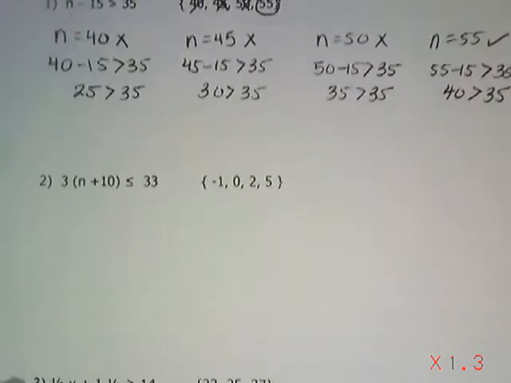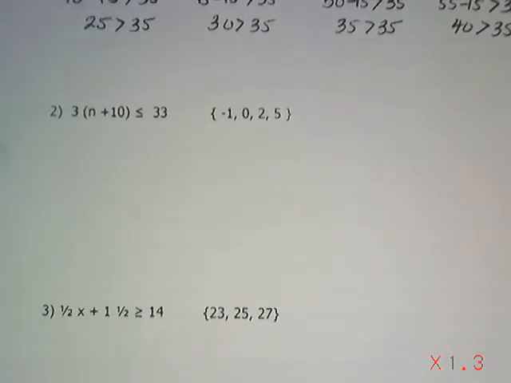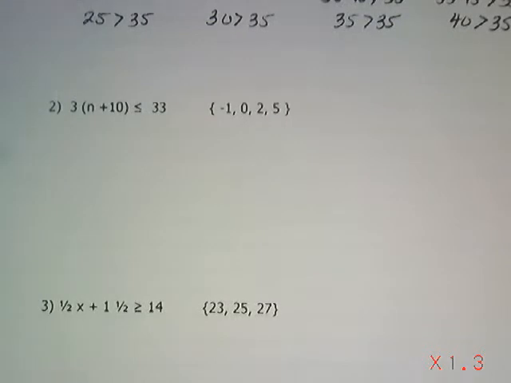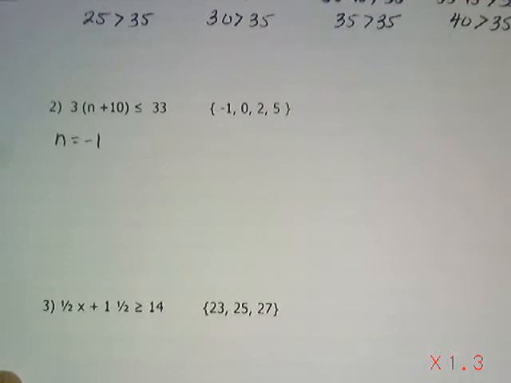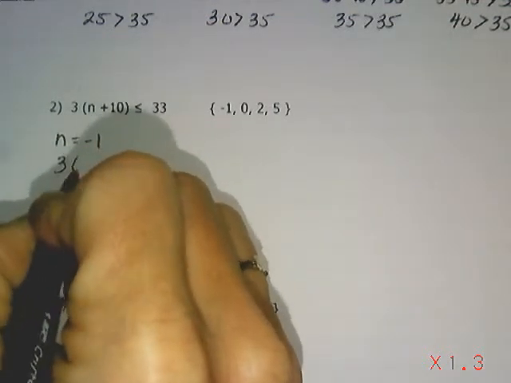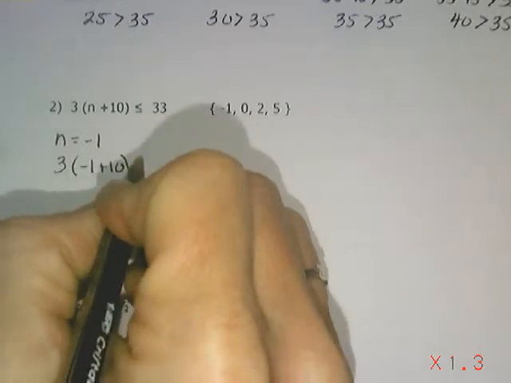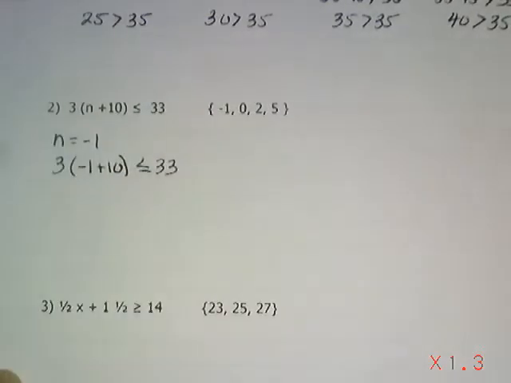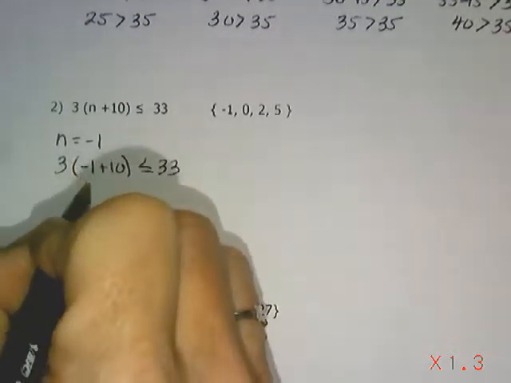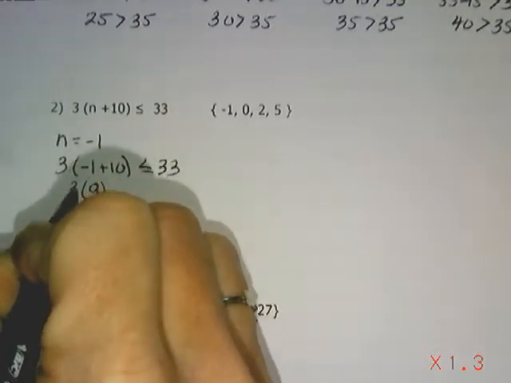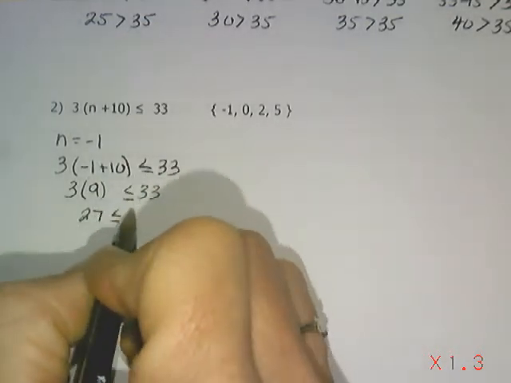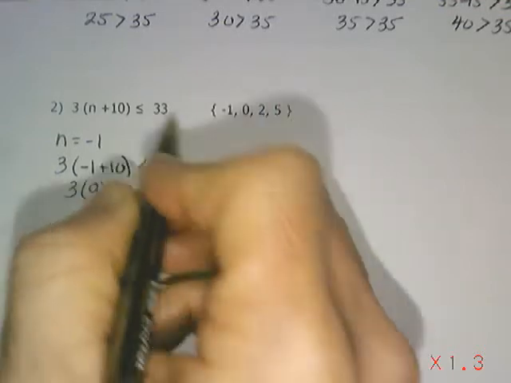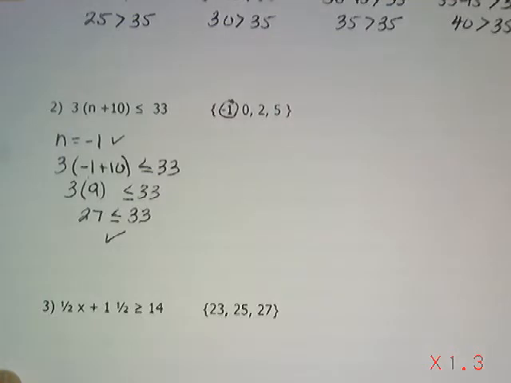Let's go to number 2. We have 3 times the sum of n plus 10. We want to know what values make that less than or equal to 33. So we're going to substitute n equals -1 in. So 3 parentheses -1 plus 10, will that be less than or equal to 33? Inside the parentheses, -1 plus 10 is 9. And then 3 times 9 is 27. 27 is less than or equal to 33. That statement is true, so that means -1 is a solution.